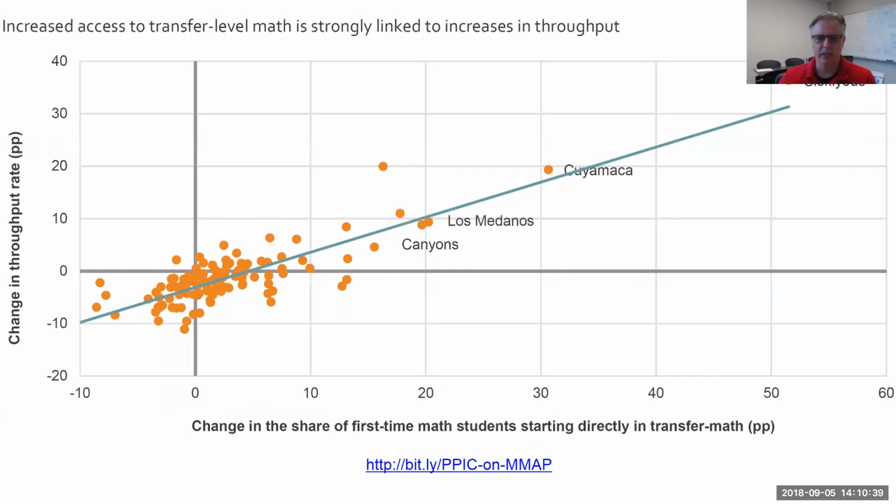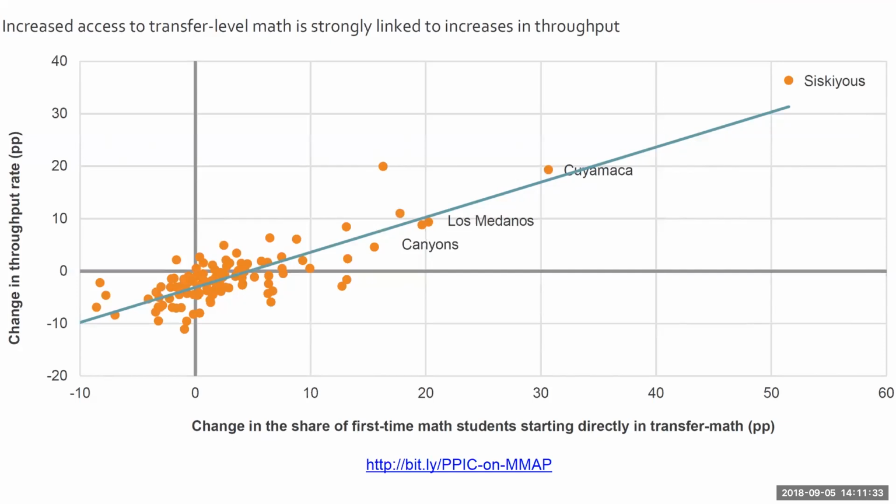Yeah, and so one more slide from the PPIC study. This one shows the relationship between the percentage of students that are placing directly in transfer level math, along the x-axis, and as the percentage of students who begin directly in transfer level math increases, we also see the proportion of 1 year throughput increasing. So the percentage of students who complete transfer level math within 1 year is increasing. And this is actually a very strong linear association that's depicted in this graph. It's about an R of 0.8, a correlation coefficient of 0.8 with 1 being the maximum. So that's a very strong association.